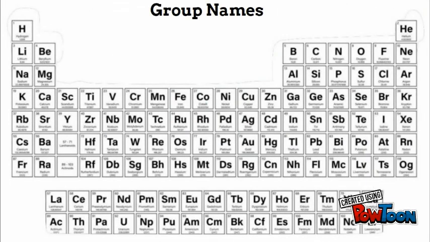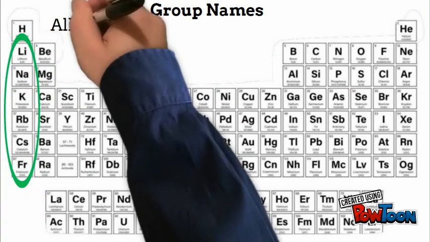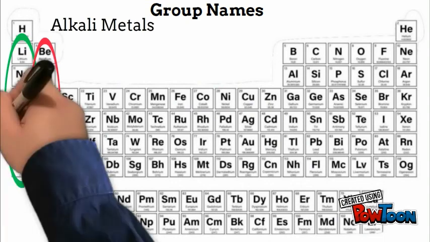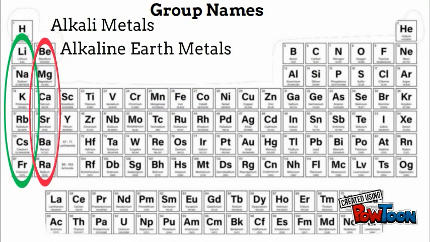Let's look at some information that we can gain from the periodic table. First, we'll go over group names. This first column on the left is called the alkali metals. Notice that hydrogen is not part of it. The second group is called the alkaline earth metals.